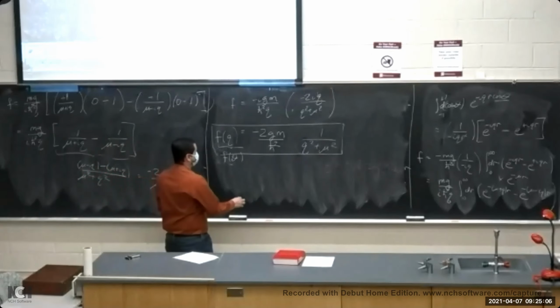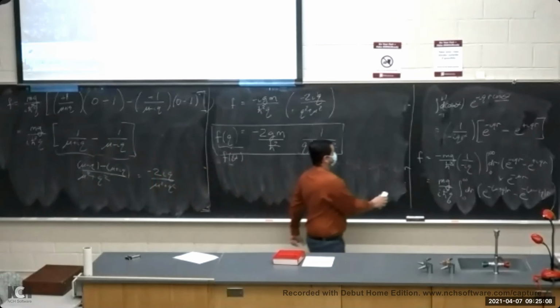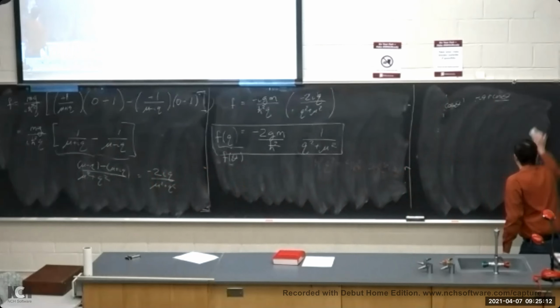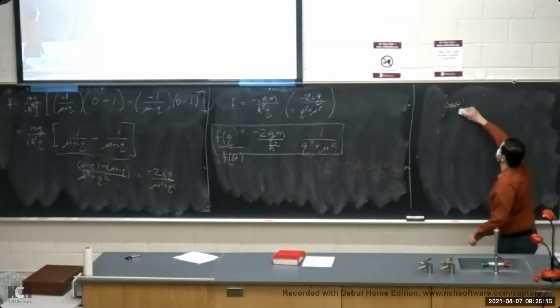Okay, so this was for the Yukawa potential. What does that give you for the cross section? And what does it look like if I compare the Yukawa potential versus the Coulomb potential?